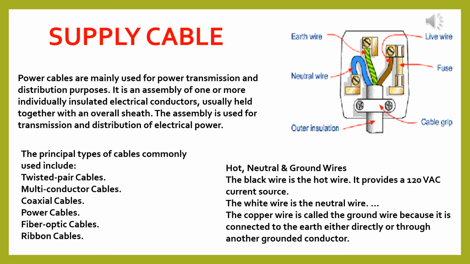The white wire is the neutral wire. The copper wire is called the ground wire because it is connected to the earth either directly or through another grounded conductor. Now see the diagram carefully. Earth wire, neutral wire, live wire. I have labeled them. Next, fuse, cable grip and outer insulation. I hope you have understood the structure of the supply cable. That means actually the structure of your meter box.